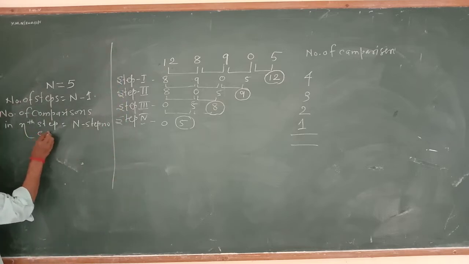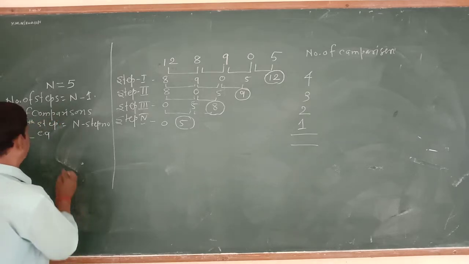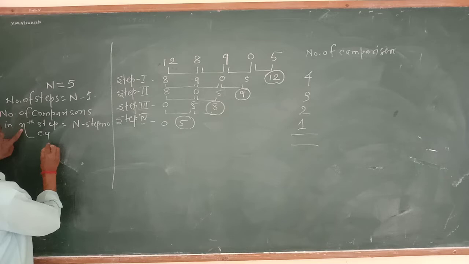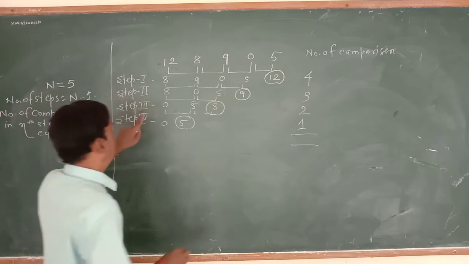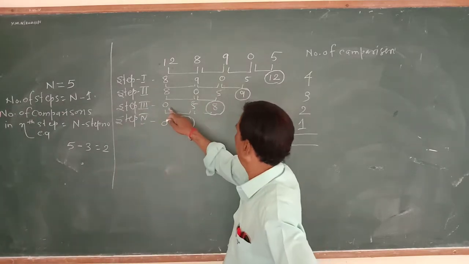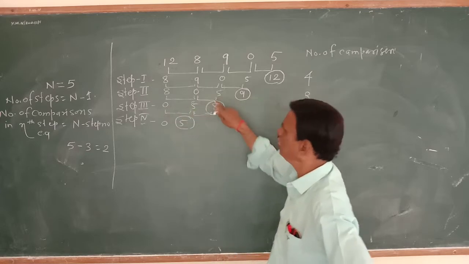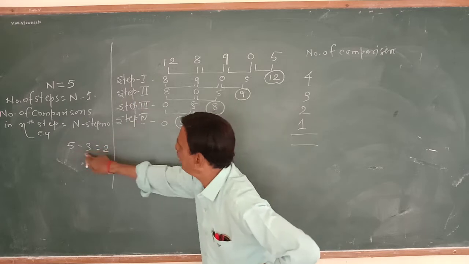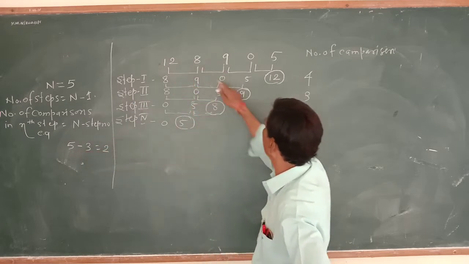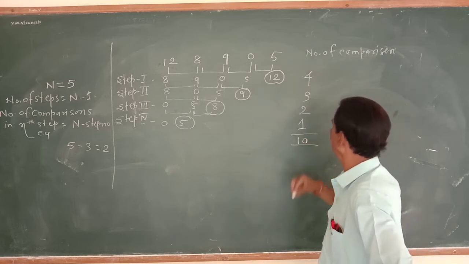Example, number of comparisons in say step 3. So n is 5 minus 3 is equal to 2 comparisons will be there. You see, 1, 2, 2 comparisons are there. Step number 1, 5 minus 1, 4 comparisons will be there. 1, 2, 3, 4.